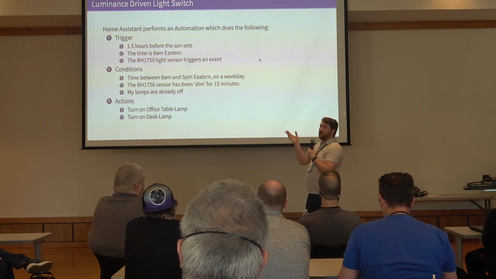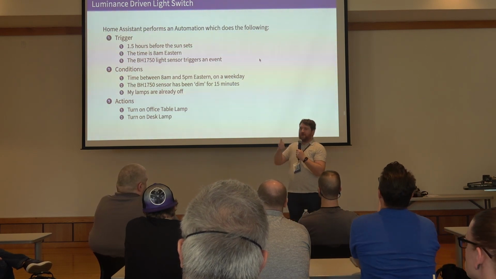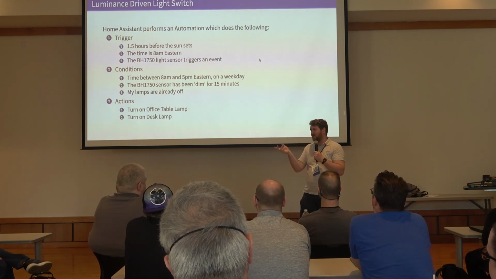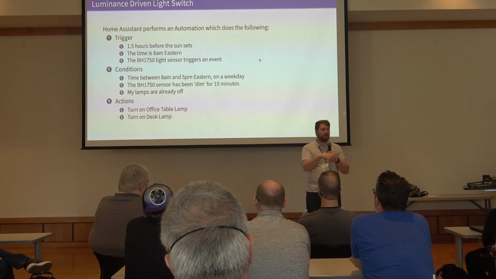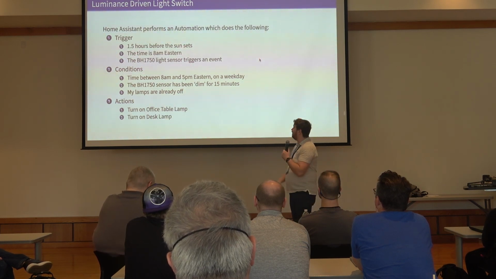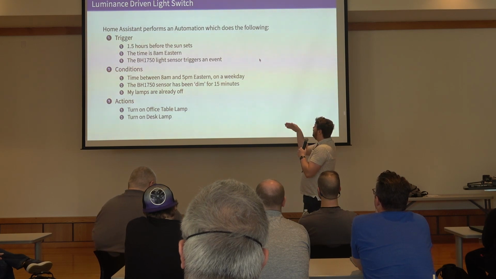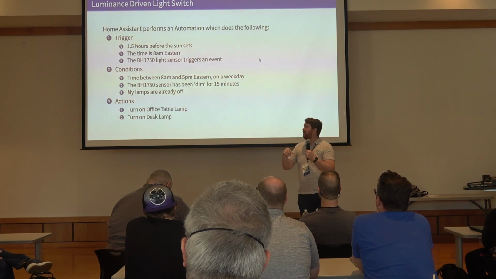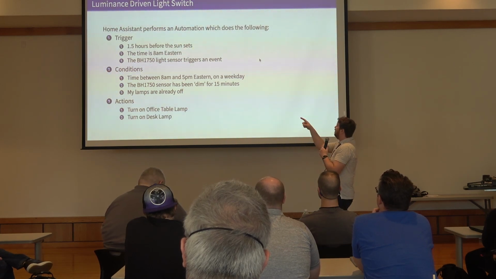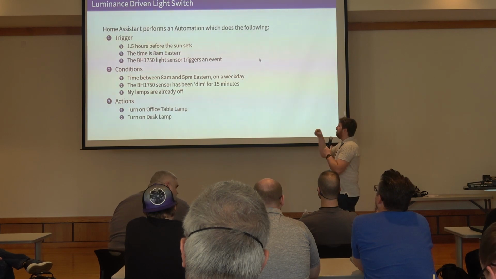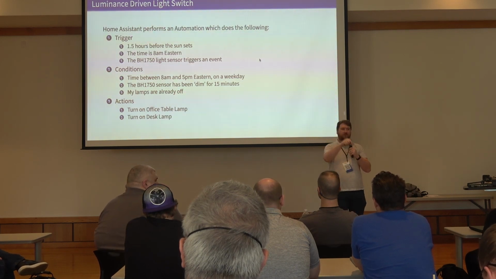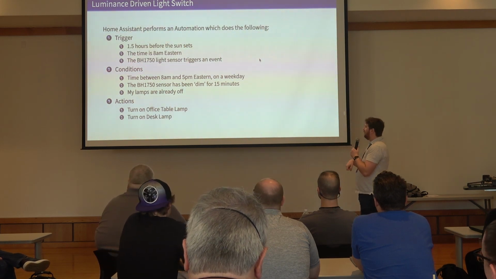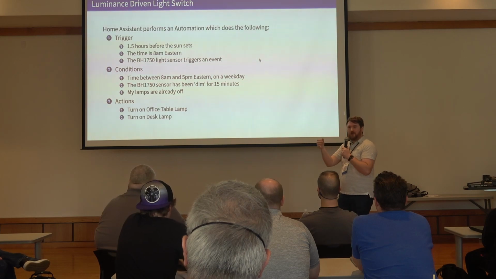So the trigger, in this case, would be 1.5 hours before the sun sets, which varies. Now it's, what, 8 o'clock or something like that, but in the middle of December it's 4. What a depressing time that is. Or if the time is 8 a.m., so the start of my general workday, or the sensor that we were just playing with triggers an event. So if the sensor itself says, hey, Home Assistant, you should do something, then it'll trigger the automation.